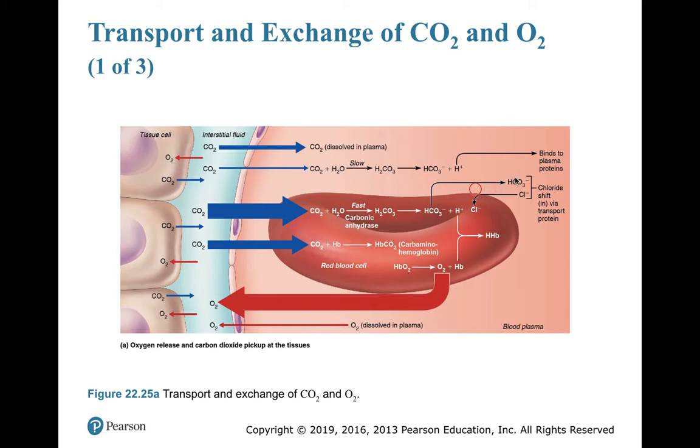As that bicarbonate leaves, chloride will go in. That's our chloride shift. And then there is also some CO2 dissolved in the plasma. And this chemical reaction, the combination of carbon dioxide and water to give you carbonic acid, can happen without carbonic anhydrase, without the enzyme, but it's a slower process. And these will be all found in the blood.